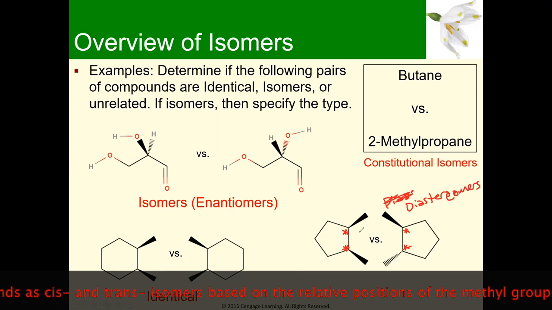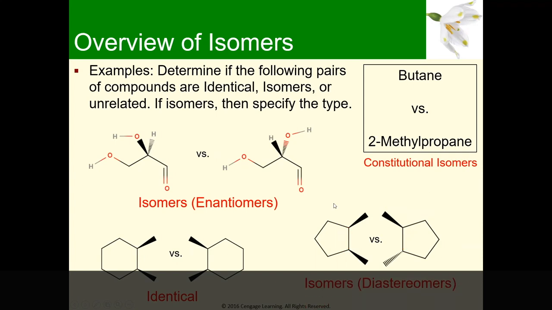All right, the other thing I'll say about it is, you could figure that out also by, if you did assign configurations, you would see that the configurations on one are not the same or directly the opposite of the other. Okay, so those are diastereomers. Okay.